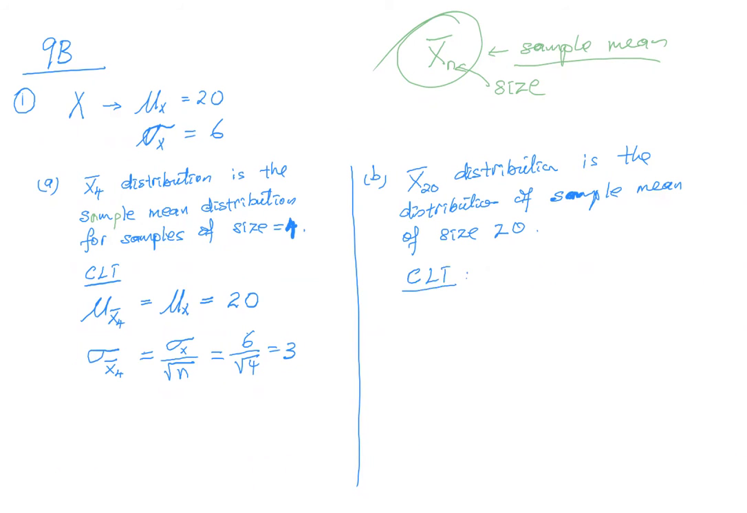According to CLT, the mean of the sample mean of size 20 is equal to the population mean, which is equal to 20. The standard deviation: now, if I take a sample of size 20, it should represent the population better, correct? Each of the sample means will be very close to each other. Am I right? So I should get a smaller standard deviation, correct?